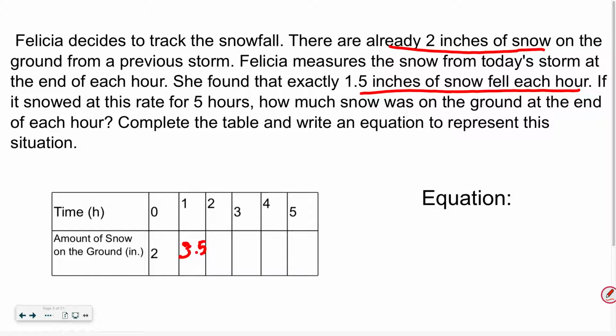Following the rate that we already have, you would have 5 inches. I like the way you said that. There's a rate on every hour, it's 1.5 inches. Following the rate that we already have, it's now 5 inches. So what about for the third hour? 6.5 inches. How did you get that? I just added 1.5 inches each hour, so I added 1.5 to 5 and got the next hour. Good.